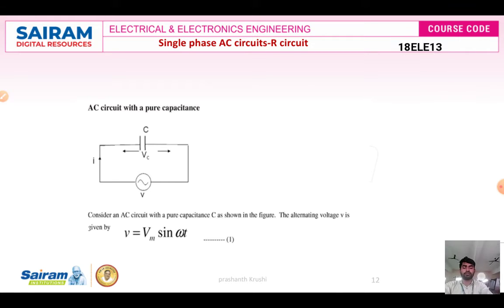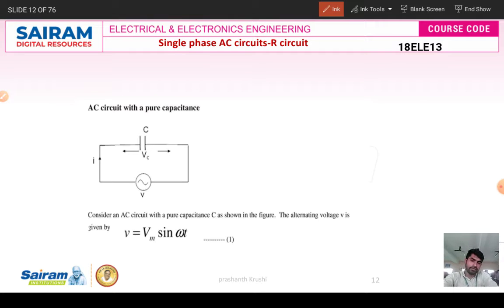This is the circuit diagram for the capacitor connected in parallel with the AC supply, that is v is equal to Vm sin omega t. I mean, an AC circuit with a pure capacitance. Next, the waveform for the voltage and current and the vector diagram for the capacitor.